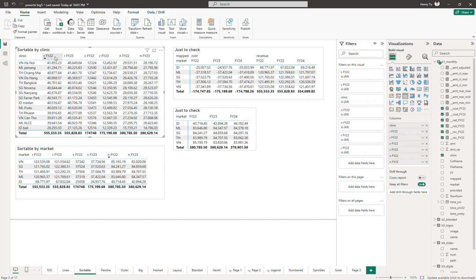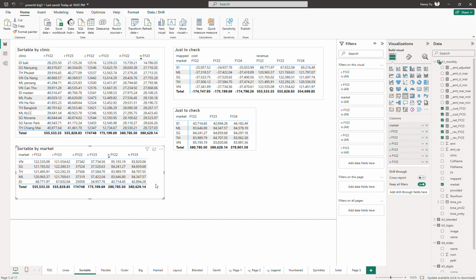So this one is very easy to sort. You can sort one by one, whatever you want, like the top by revenue, or top by cost, or top by net. You can sort in here as well, so it's very flexible. And then you can break it down into different categories. In this case, I can break it by the market, and then by the clinic as well.